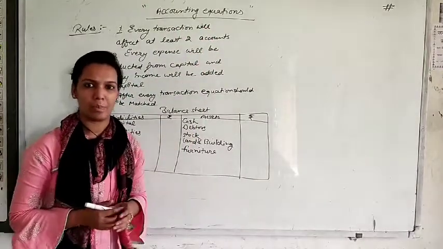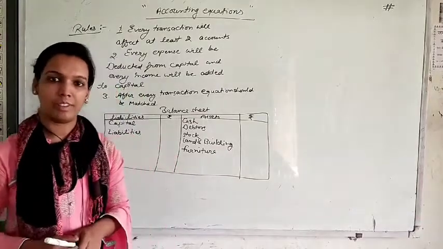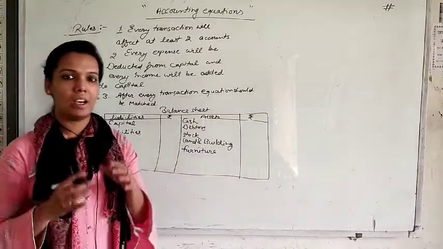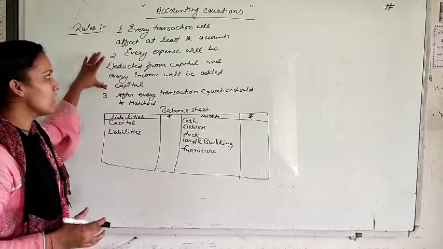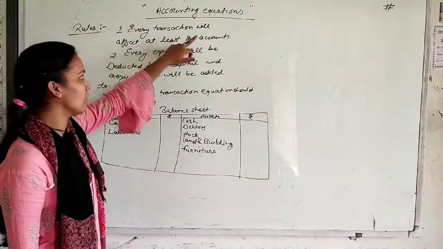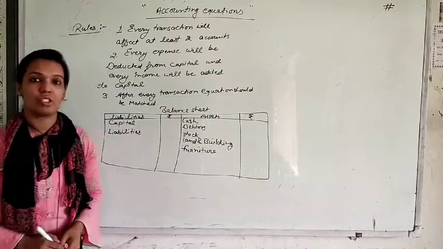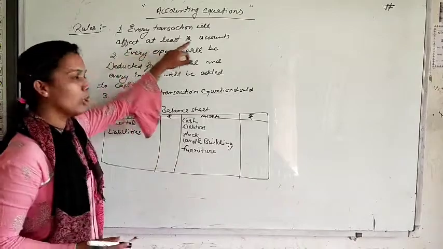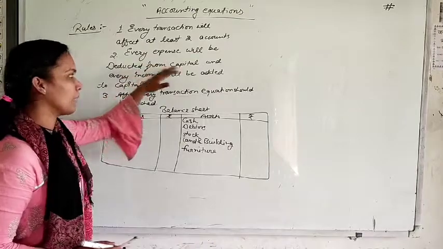What we will learn in this chapter is how accounts are shown in the form of an equation. So first you have to study the rules of accounting equation, that is, which type of rules we have to follow in this chapter. The first rule is that every transaction will affect at least 2 accounts. I have already cleared this point, that was the double entry system, that every transaction will affect at least 2 accounts.